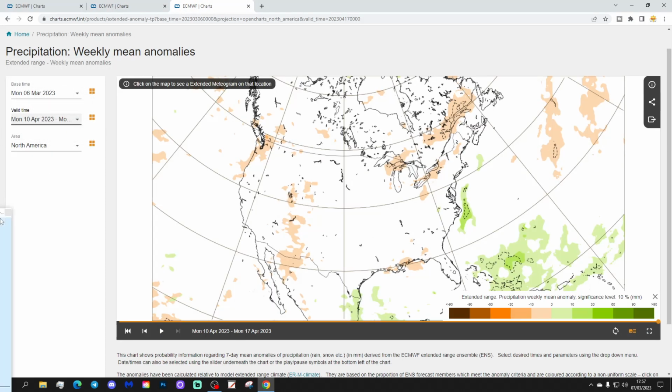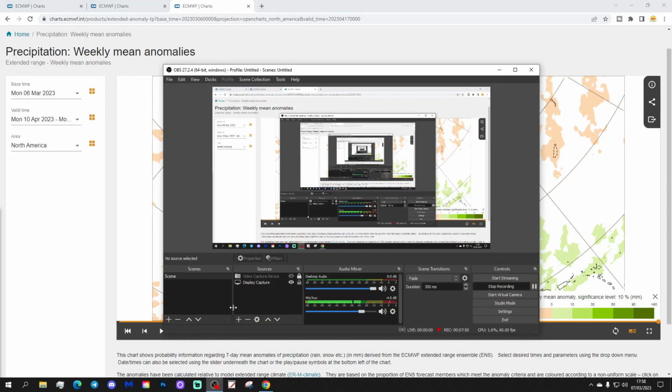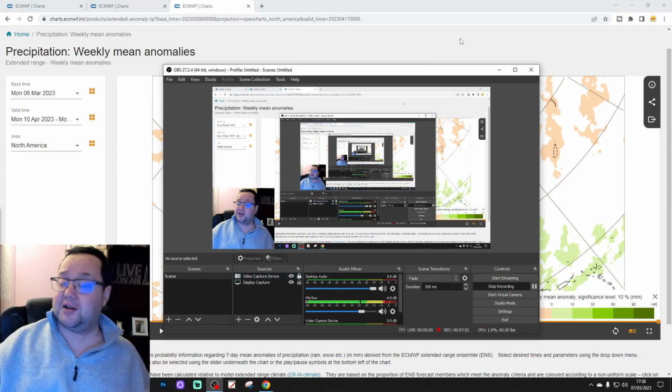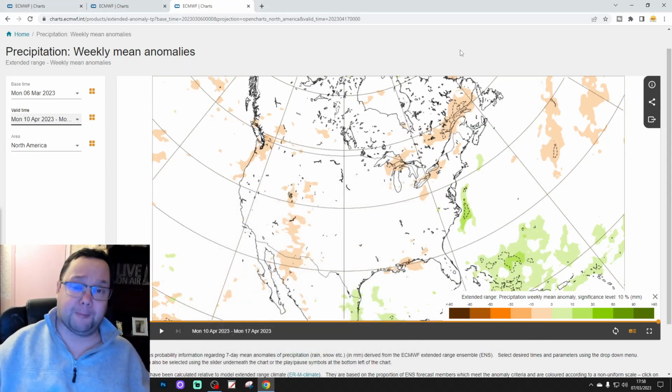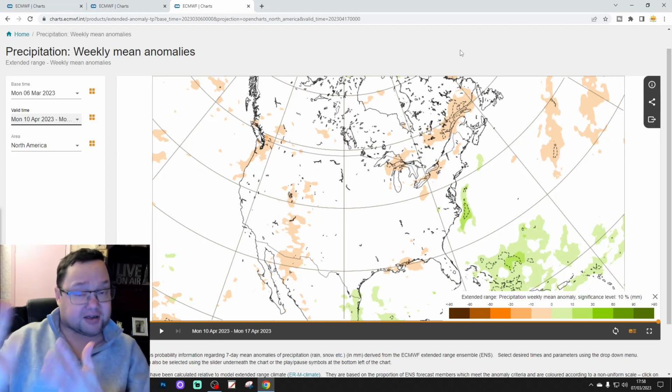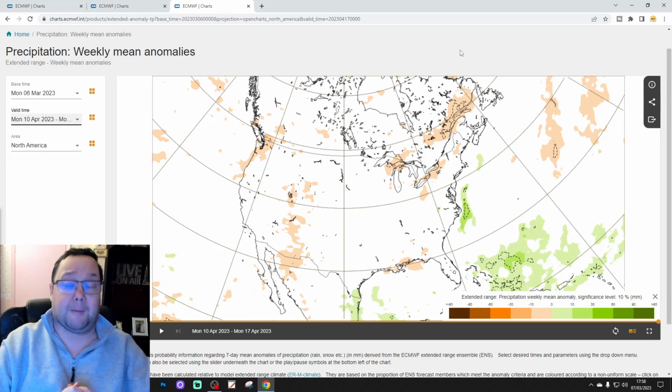And precipitation-wise, quite a weak signal, but hints that it's going drier, especially so through the Midwest and up into the northeast and in the southern parts of America as well. So it's a mixed bag. Certainly a cold 2 or 3 weeks to come for many parts of America, particularly those areas where it's been very mild through the winter.